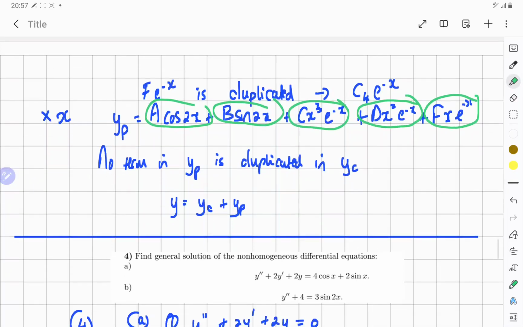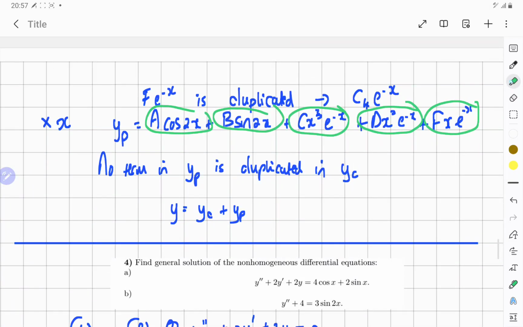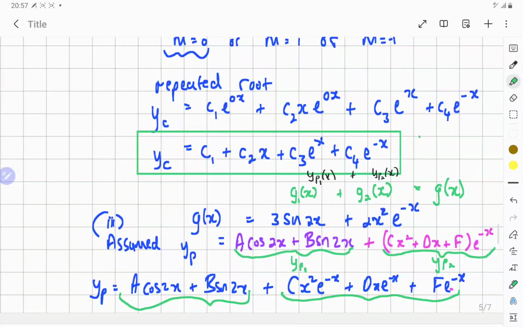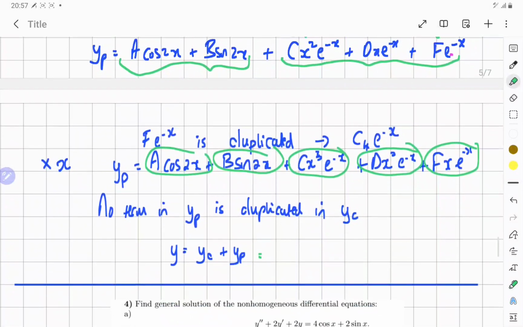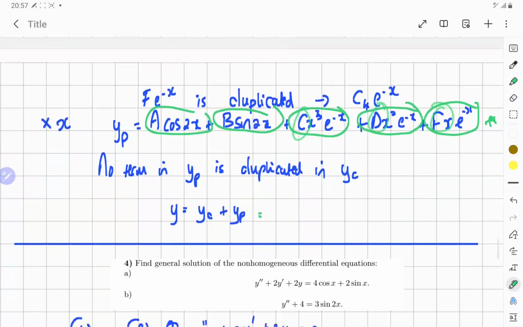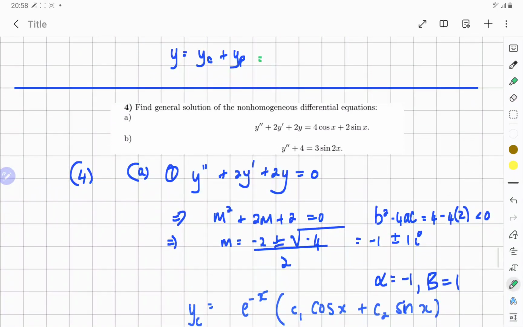So what are we going to do then? When we write down our general solution, we will have our complementary, this one, plus our particular, this whole solution. And later on, we learn then how to solve these coefficients. So, on to a next one.